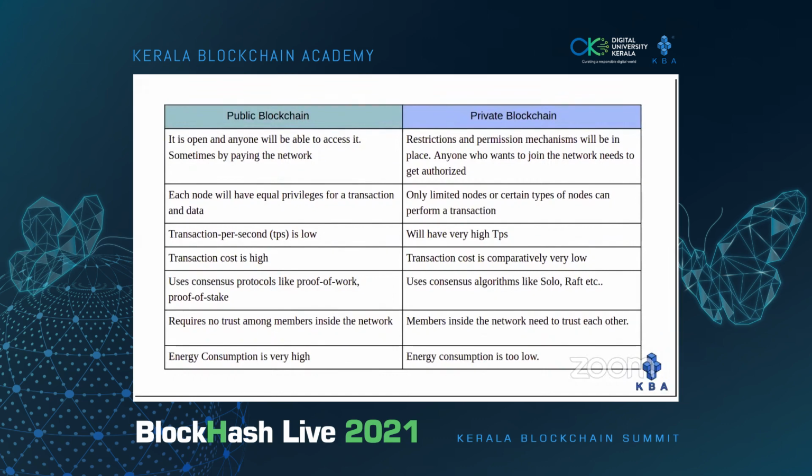And the most important one, transactions per second is low in public blockchain, right? If you have heard, Bitcoin takes around 10 minutes for a transaction to process. But in private blockchain, the TPS is very high, and it is as good as a traditional database. The solutions you build on a traditional database, you can build on private blockchain, right?